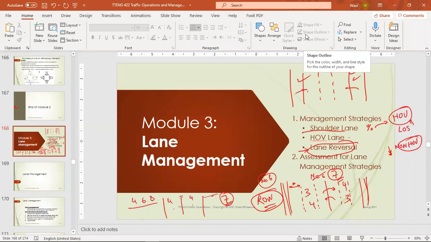So as we were mentioning today, for lane management we have three strategies: the shoulder lane, the HOV lane, and the lane reversal. As I mentioned, in the case of lane reversal, you have the right of way and you can recustomize it, so you don't stick with an even number of lanes. You can have an odd number of lanes, and the additional lane is going to be the lane that switches between the two directions. Any questions?